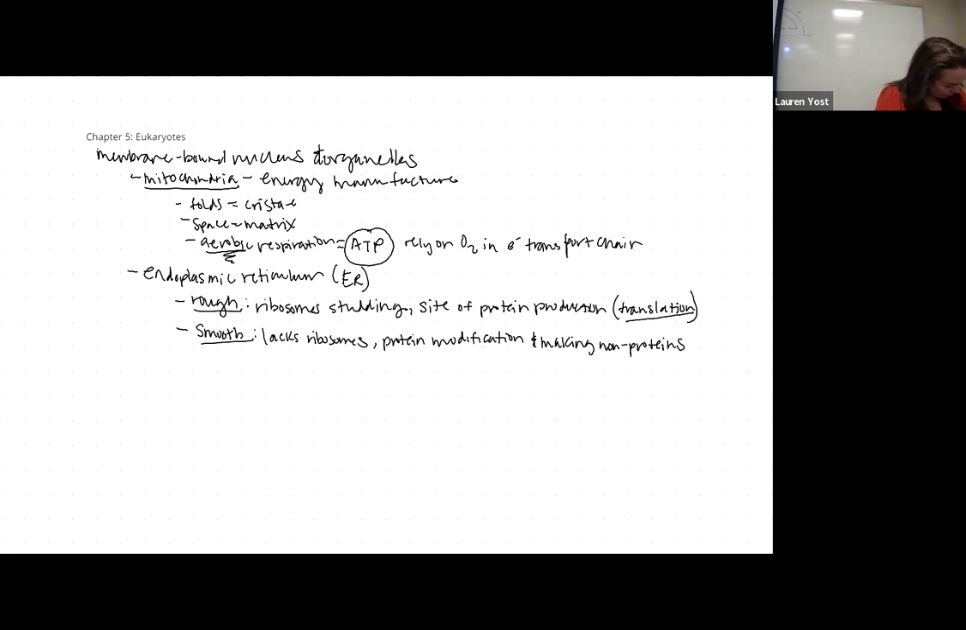Okay. The next one I have on here is the Golgi apparatus. I don't really have a whole lot to say other than it's for packaging. Let's just say packaging the products that you made in the ER. And then the nucleus. Oh, I have chloroplasts on here too.